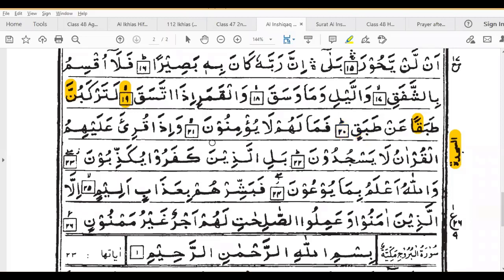So let's do this verse. So I will read and I'd like you to repeat after me, okay? Okay.